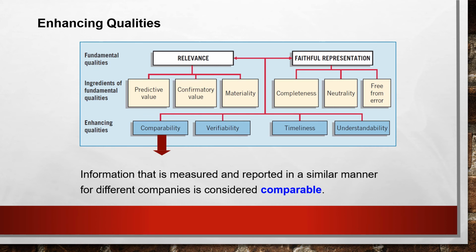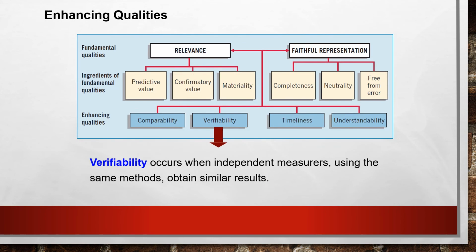So if you are reporting this transaction and you are using the same standards and the accounting policies that is being used by different companies, then that is comparable. Verifiability. So this occurs when independent measurers, especially auditors, using the same methods obtain similar results. So let's say how to get gross profit or the net profit, so that's sales minus cost of sales minus operating expenses is equal to profit. So that's verifiability. When we use the same method, we will obtain similar result.